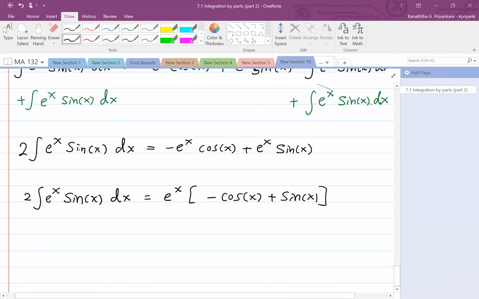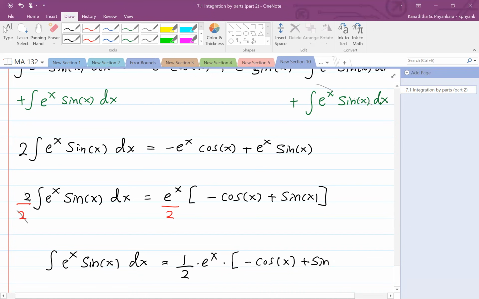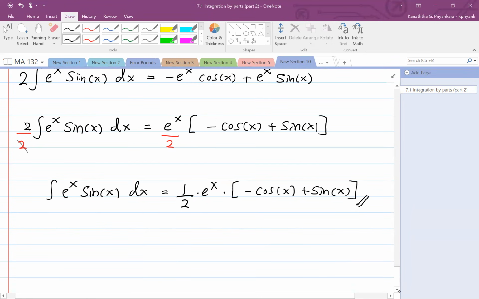Now I'm going to divide both sides by 2. So we can cancel out 2 from the left hand side. Then we get the answer for integral e^x sine x as 1/2 times e to the power x, negative cosine x plus sine x. So that would be the answer.